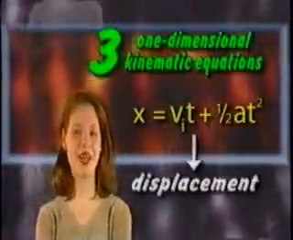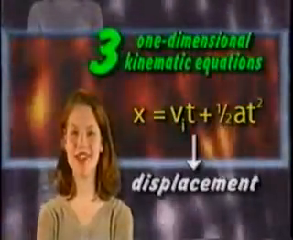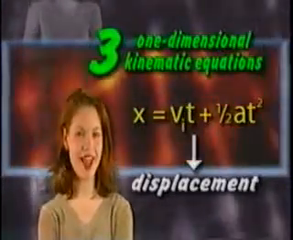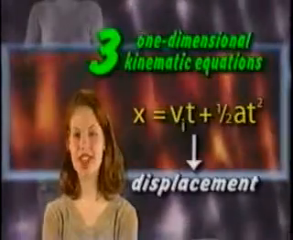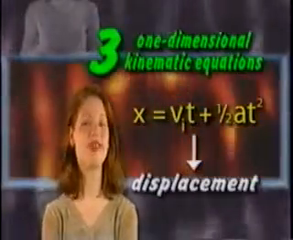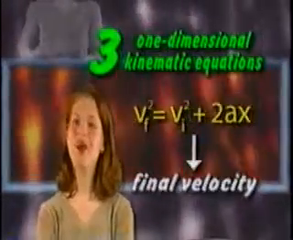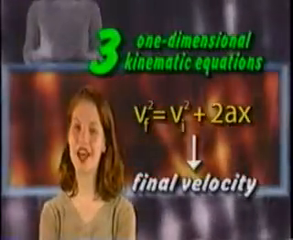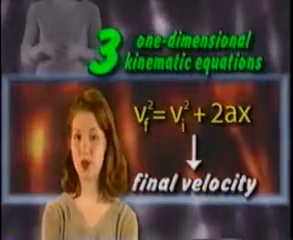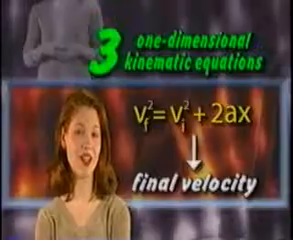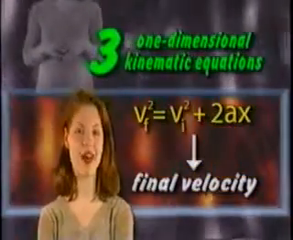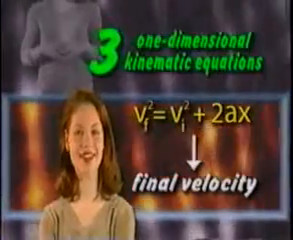We use the second equation to find the displacement of an object. x equals the initial velocity multiplied by time plus 1/2 of the acceleration multiplied by time squared, or x equals v sub i times t plus 1/2 at squared. We use the third equation to find final velocity. The final velocity squared of an object equals the initial velocity squared plus twice the product of acceleration and displacement, or v sub f squared equals v sub i squared plus 2ax.